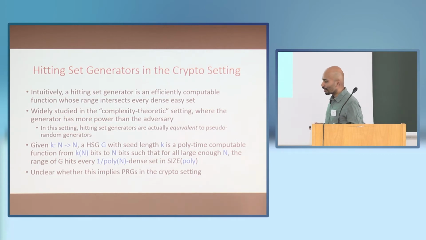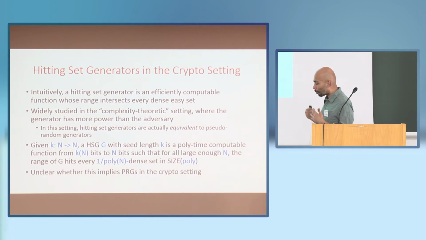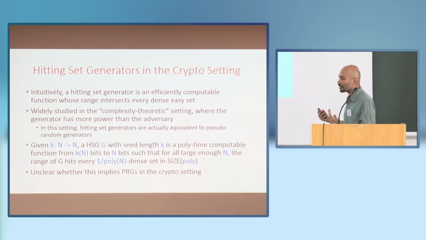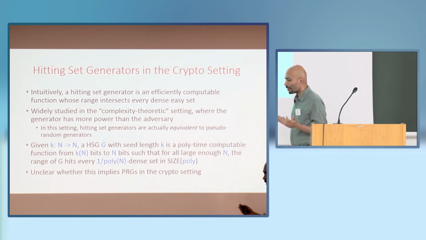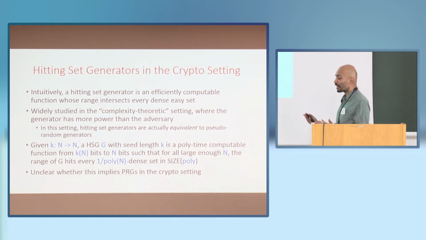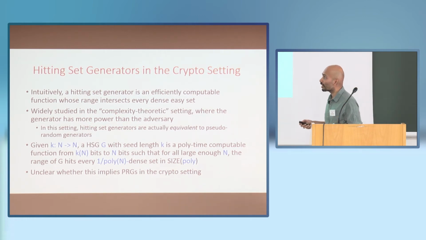So hitting set generators, in the complexity theoretic setting, we're interested in them because they help to de-randomize RP, randomized polynomial time with one-sided error. Essentially, if you have a set of random strings, you know that many of them give you a yes answer. You just want one of them that certifies that the answer is yes. So that gives you a hitting set.